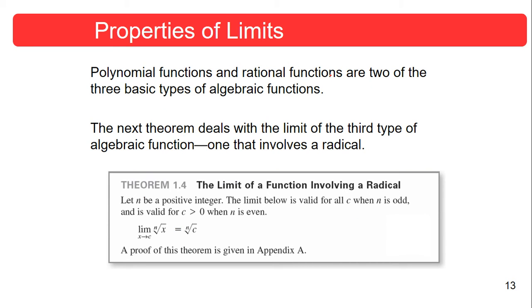Polynomial functions and rational functions are 2 of the 3 basic types of algebraic functions. The next theorem deals with the 3rd type, which involves a radical, okay? So if we have some root of x, we can take that same root of c as long as c is greater than 0. We can't take the square root or some even root of a negative number, right? So when their index is even, we got to be careful that c is positive or just not negative, I guess. Okay.